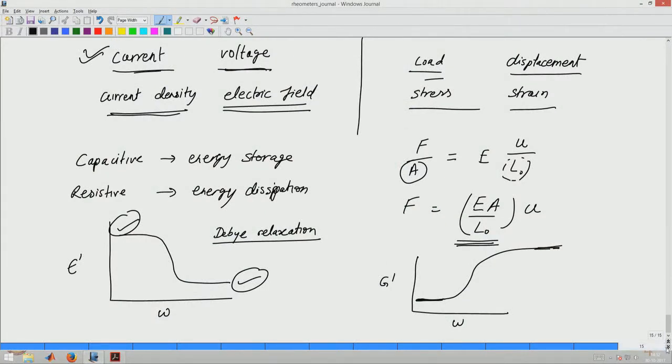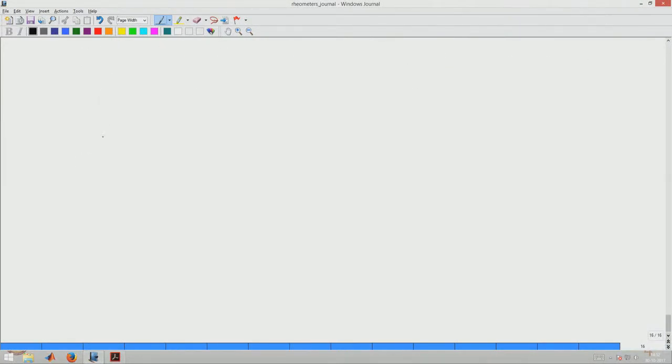dielectric properties more compared to the mechanical properties. For example, let us say you have a polymer molecule which has dipoles, and these dipoles are all arranged in the direction of the polymer. So, like this there are dipoles everywhere.